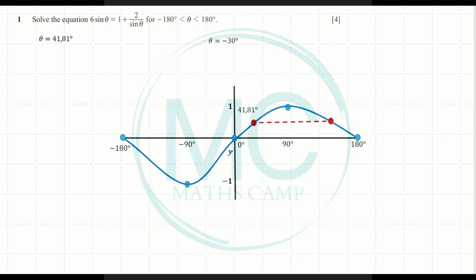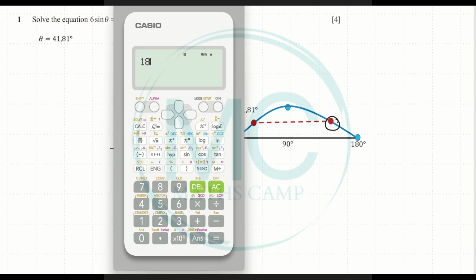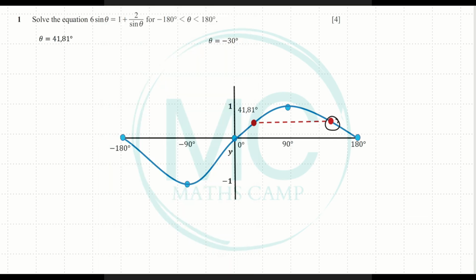Now, points with the same y-coordinate are the same distance away from the turning points and from the x-intercepts. So in this case, this point over here is 41.81 degrees to the left of 180. So let's take our calculator and we can say 180 minus 41.81 degrees is equal to 138.19. This is a value of theta that we need to consider.